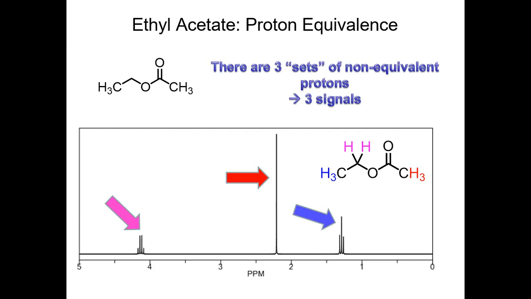All right. So I like to call these the different types of proton sets, because these 3 are equivalent to one another, but they're not equivalent to the other 2 sets of protons. Just like these 2 are equivalent to one another, but they're not equivalent to the blue or the red sets of protons. And then these red ones are the 3 on that carbon. They're all equivalent to each other, but they're not equivalent to the other 2 sets of protons here.